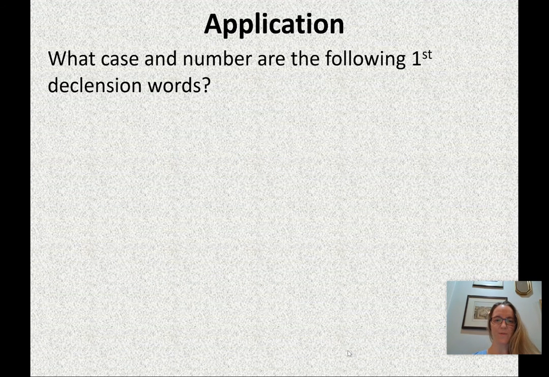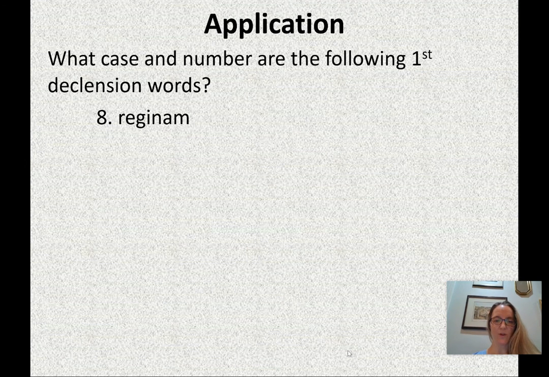All right, so now we have to see what this can do for us. Once you know your declension endings, this allows you to figure out what case the word is. If you know what case the word is, then you know how the word's being used in the sentence, or you can have a guess about it. So, in the examples, what case and number are the following first declension words?